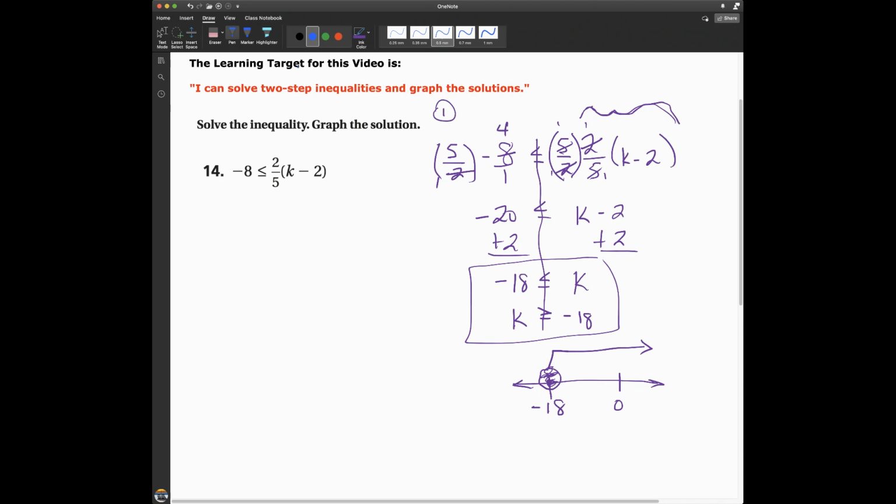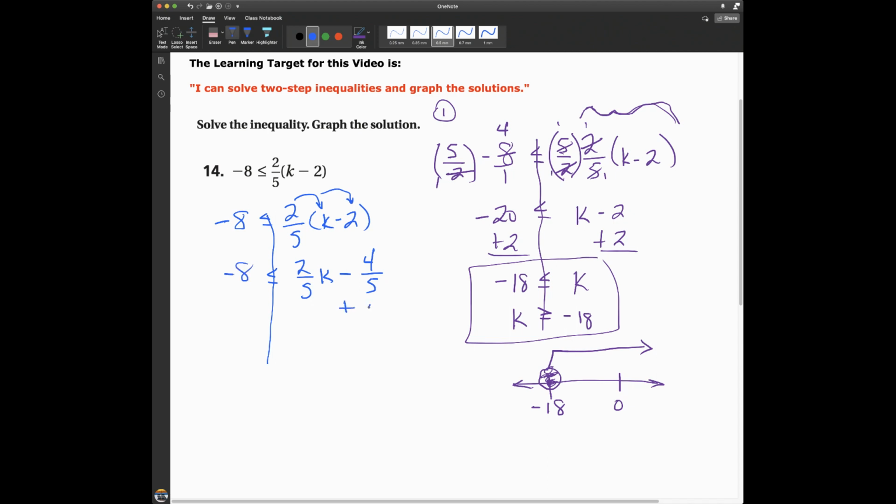But you can also use the distributive property. So let's look at that. Let's do this again. So what do I need to do? I need to use the distributive property here. So this becomes 2/5 k minus 4/5, because I have 2/5 times -2, which is -4/5. And then this would be -8 over here.